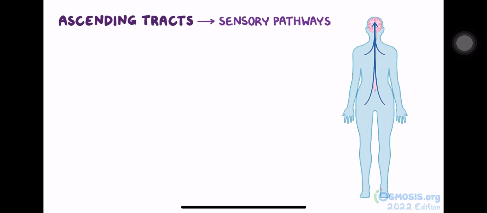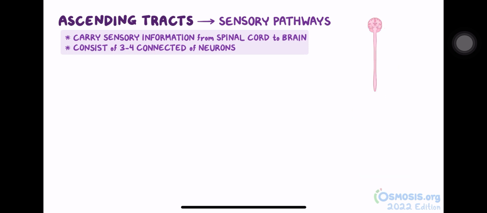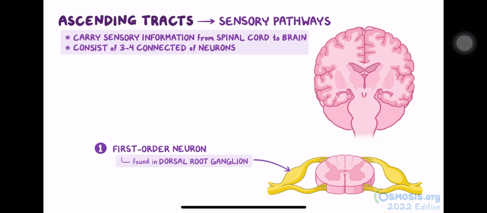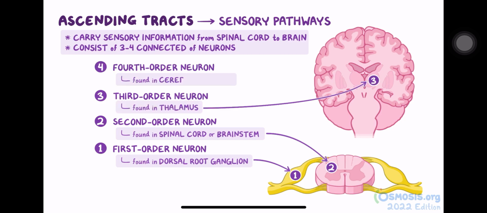Alright, as a quick recap, ascending tracts are sensory pathways that carry information received from various sensory receptors from the spinal cord up to the brain. Most ascending tracts consist of 3 to 4 successively connected neurons that terminate in the cerebral cortex. First-order neurons carry information from sensory receptors through the dorsal root ganglion, where their cell bodies are found, to second-order neurons located in the spinal cord or brainstem. These second-order neurons then transmit sensory information to the third-order neurons in the thalamus, and then the fourth-order neurons located in the cerebral cortex.